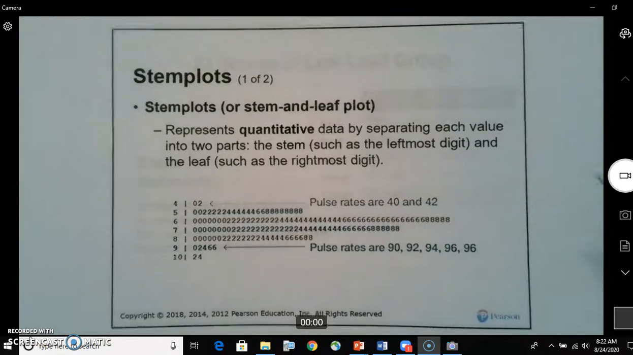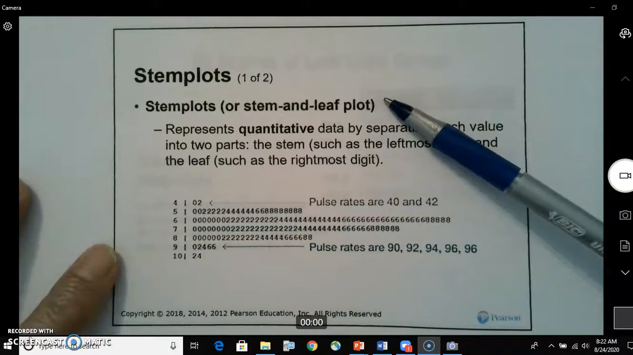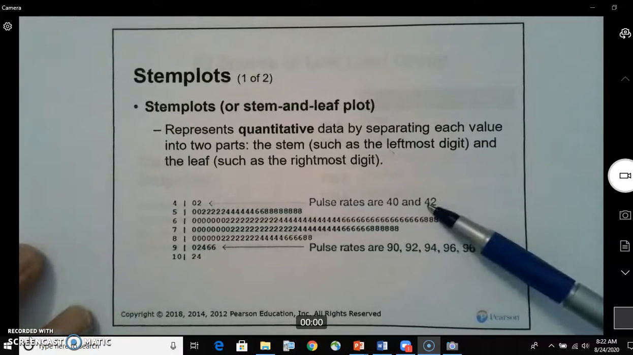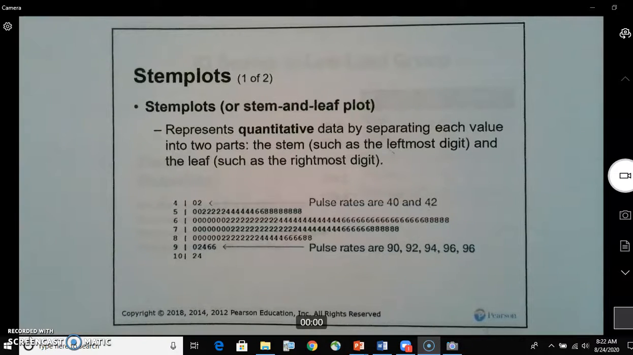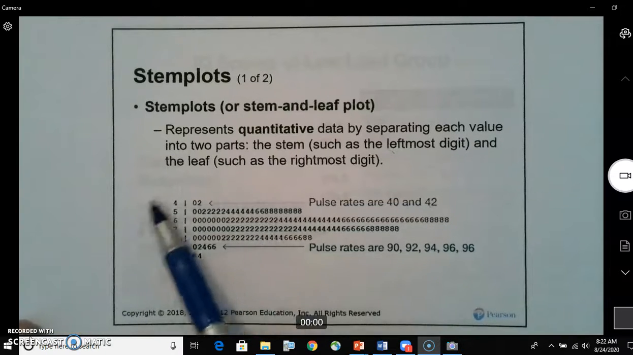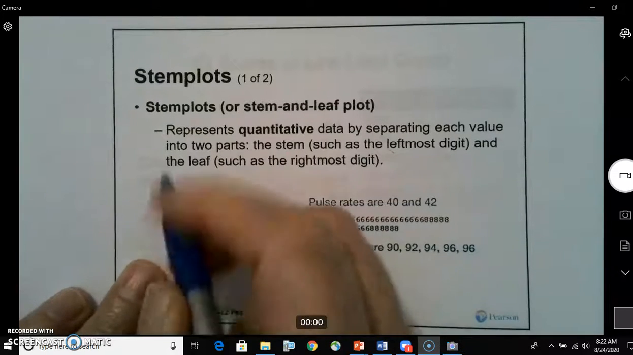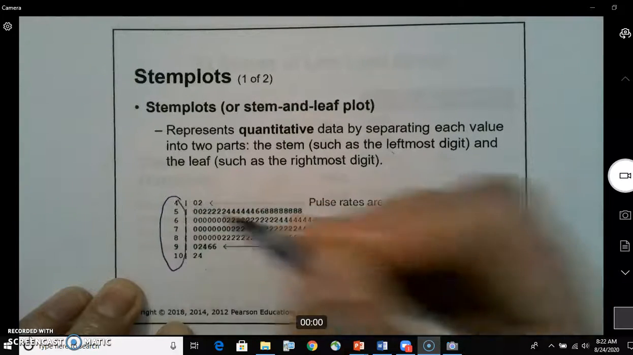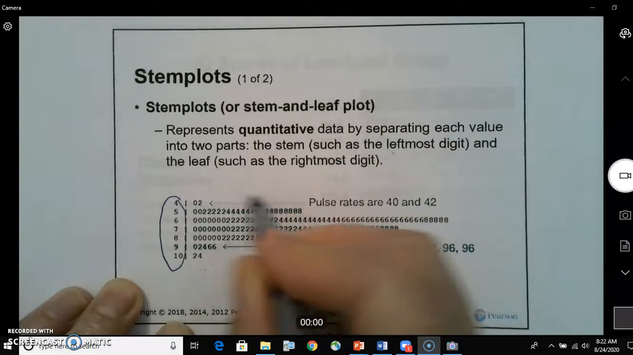The first thing to talk about is stem and leaf plots. A stem and leaf plot is a quick way of getting your data. So this is pulse rates. Basically they had a list of pulse rates and they listed it on the stem and leaf plot. So this represents the tens place. This is the stem part. This is the tens place. And this is the ones place.